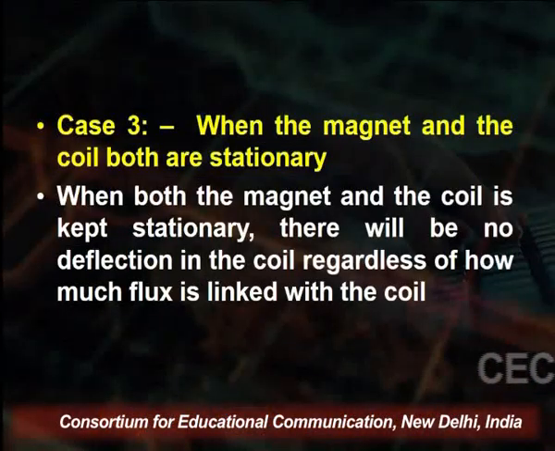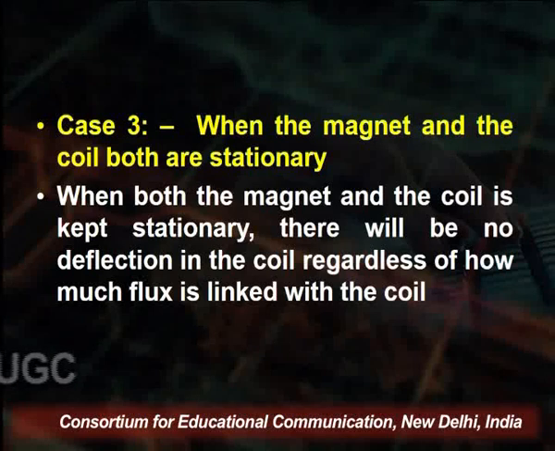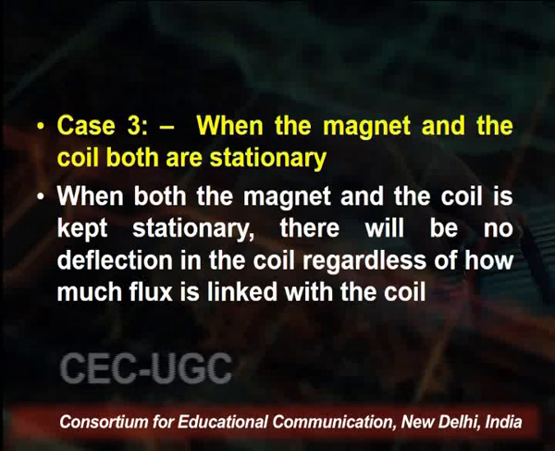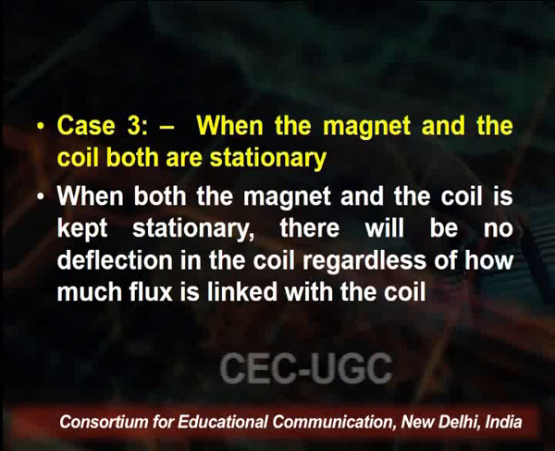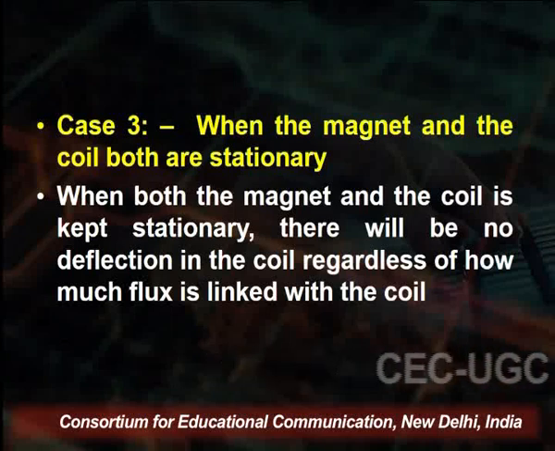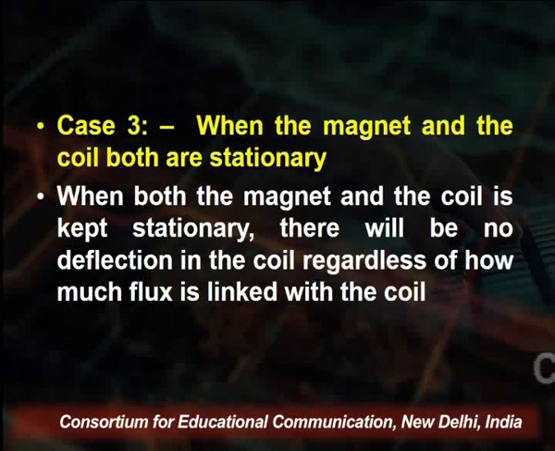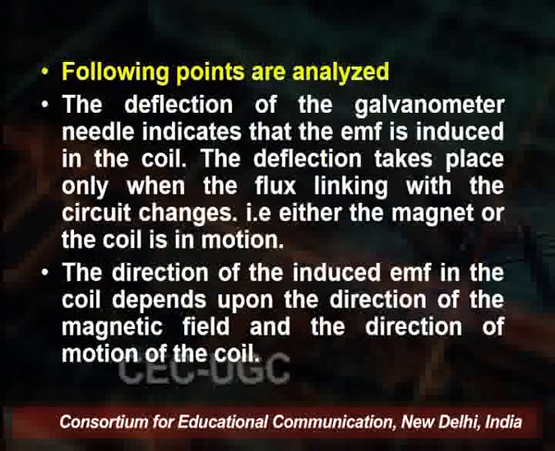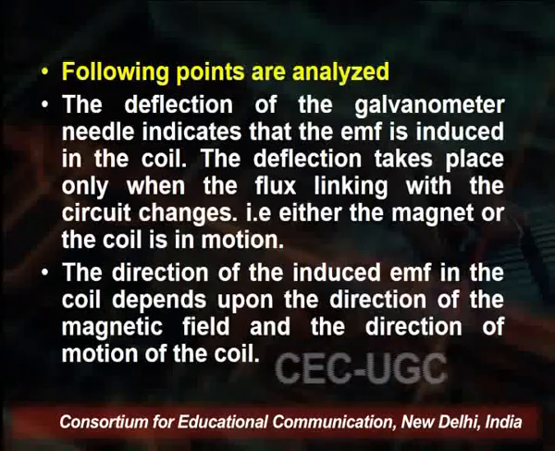There is another case, case 3, when the magnet and the core are both stationary. When the magnet and the core are stationary, there will be no deflection in the coil, regardless of how much flux is linked with the coil. So from this, we analyze that the deflection of the galvanometer needle indicates the EMF is induced in the coil because of the magnetic movement.